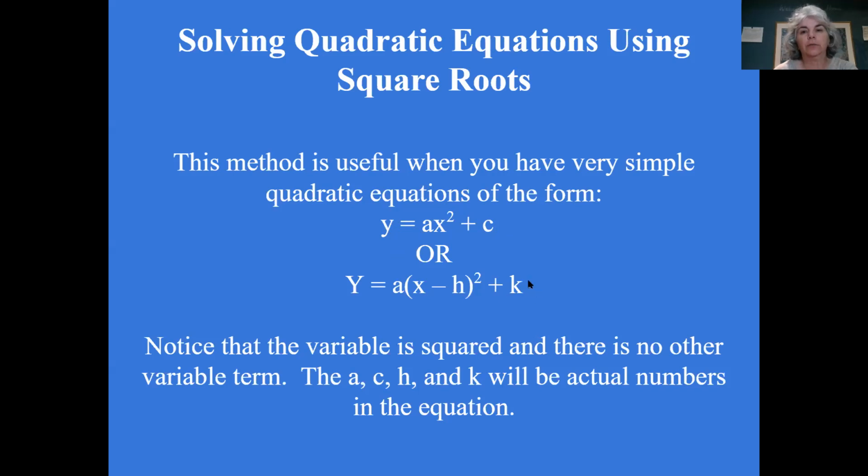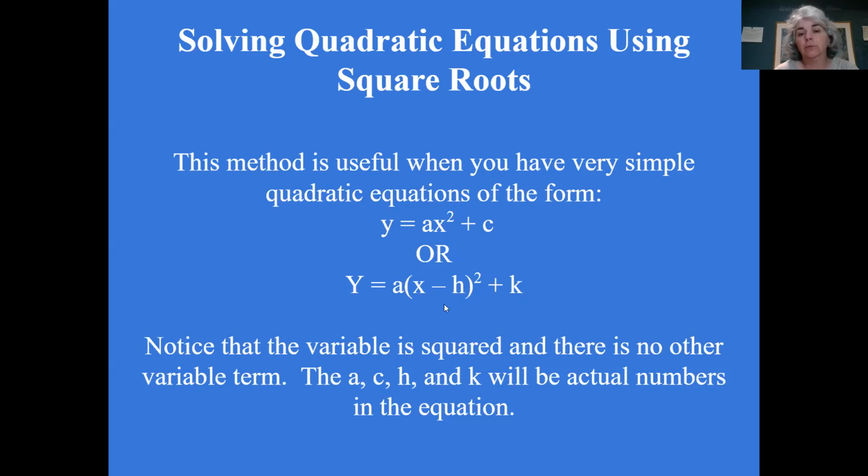The other version of quadratic equation that can be solved using square roots is this one here. This is vertex form, if you remember from before. We did a lot with this last semester. Again, you have a squared term and then other numbers around it. All of these h, k, and a, c, and even the y's here will be numbers to make it an equation that you can solve. So anytime you have just a squared term in either one of these, no x term at all, then you can solve using the square root method.